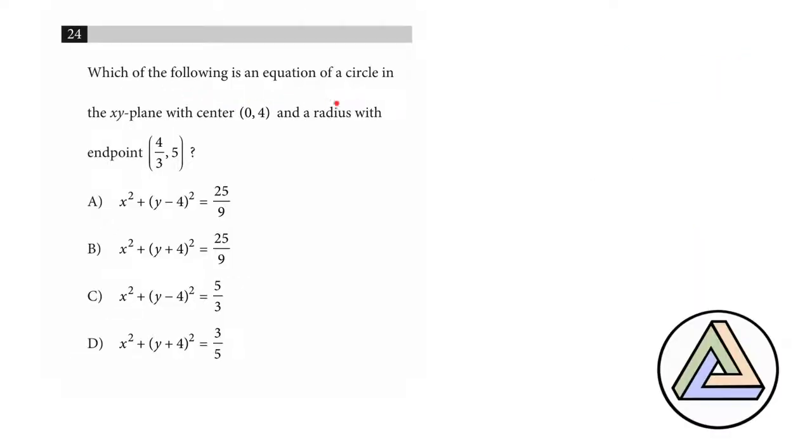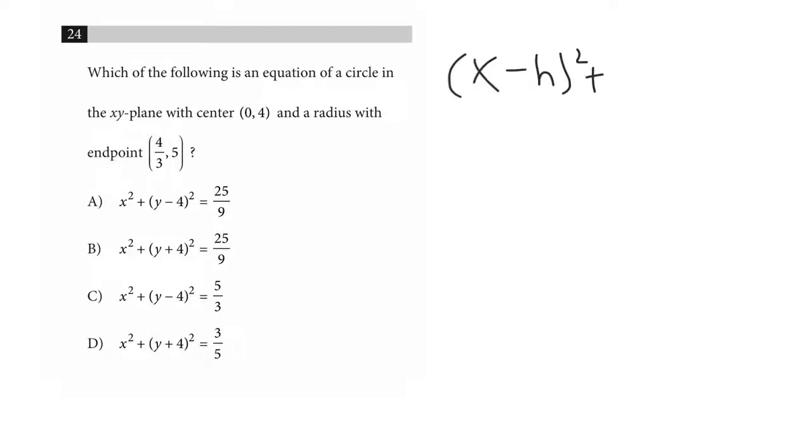Okay, which of the following is an equation of a circle in the xy plane with center 0, 4 with radius? Okay, well, first of all, what is the equation of any circle? The equation of any circle is x minus h squared plus y minus k squared.